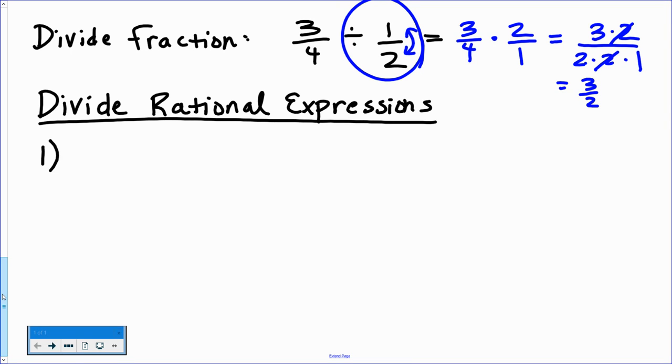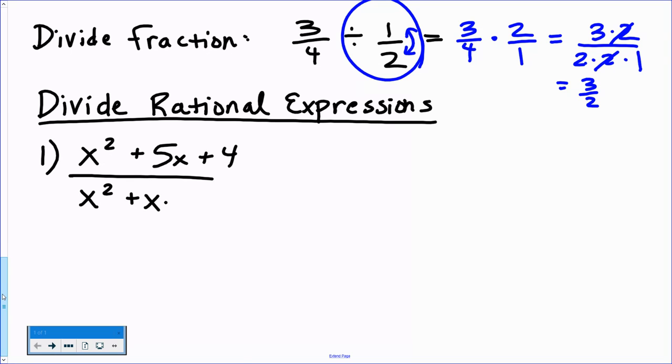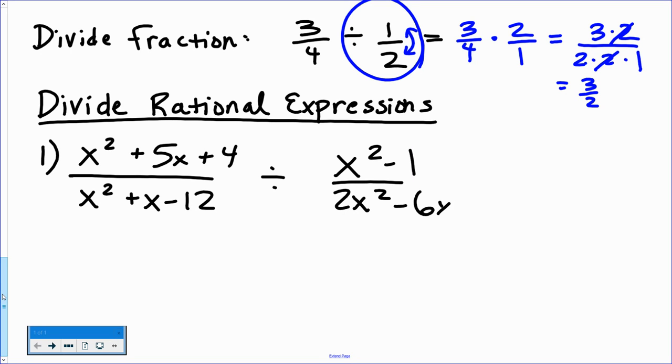So I've got x squared plus 5x plus 4 divided by x squared plus x minus 12. So that is my one rational expression. I'm dividing it by the next rational expression. So x squared minus 1 over 2x squared minus 6x. All right, so a couple different ways you can start this.